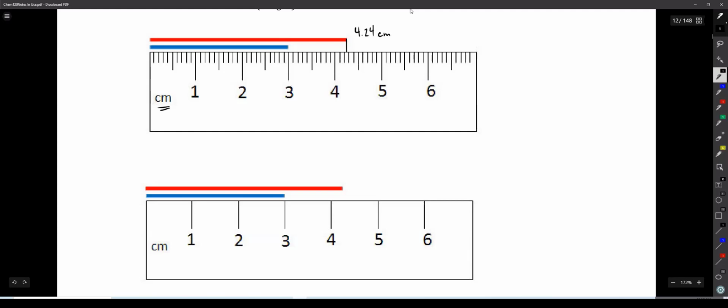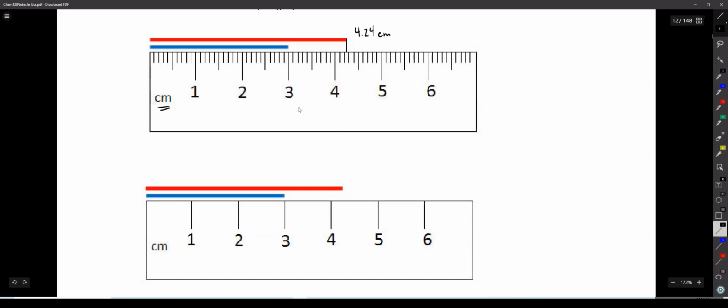Do most of you agree? Yes. 4.23, is 4.23 okay? Yes. Sure. 4.25? Yes. Sure. 4.39? No. Has to be 4.2 something. And probably the closer to the halfway point, the better.